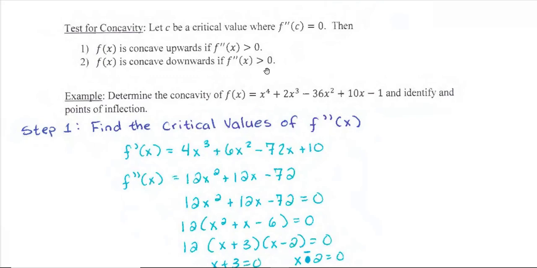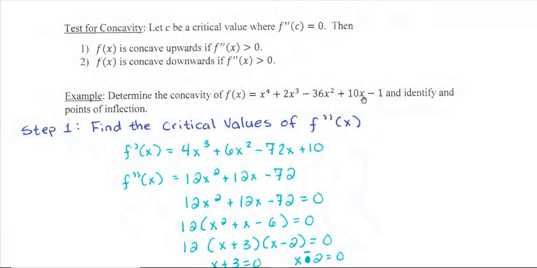So determine the concavity of f of x equals x to the fourth plus 2x cubed minus 36x squared plus 10x minus 1 and identify any points of inflection. Your first step is to find the critical values of the second derivative. The reason being is that at the critical values of the second derivative, that is the only place where your function can change from concave up to concave down.